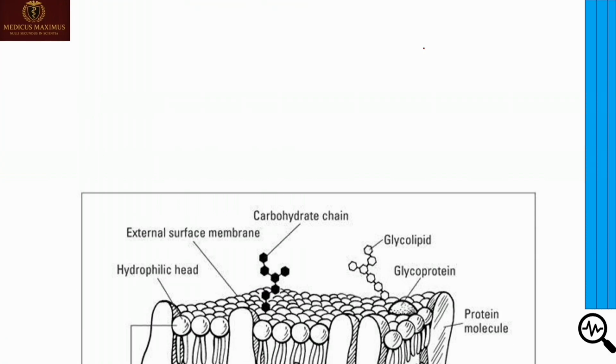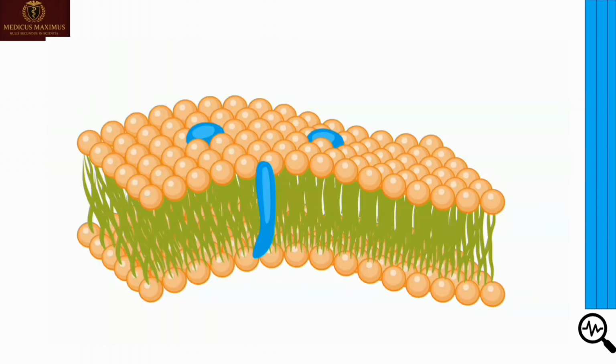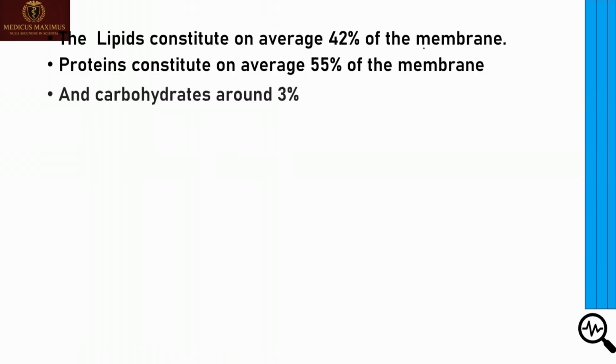Please pause and study this diagram. Composition of the cell membrane. All membrane consists of a double layer of lipid molecules in which proteins are embedded. The membrane contains 42% lipids, 55% proteins, and 3% carbohydrates. Let's start with the lipids.